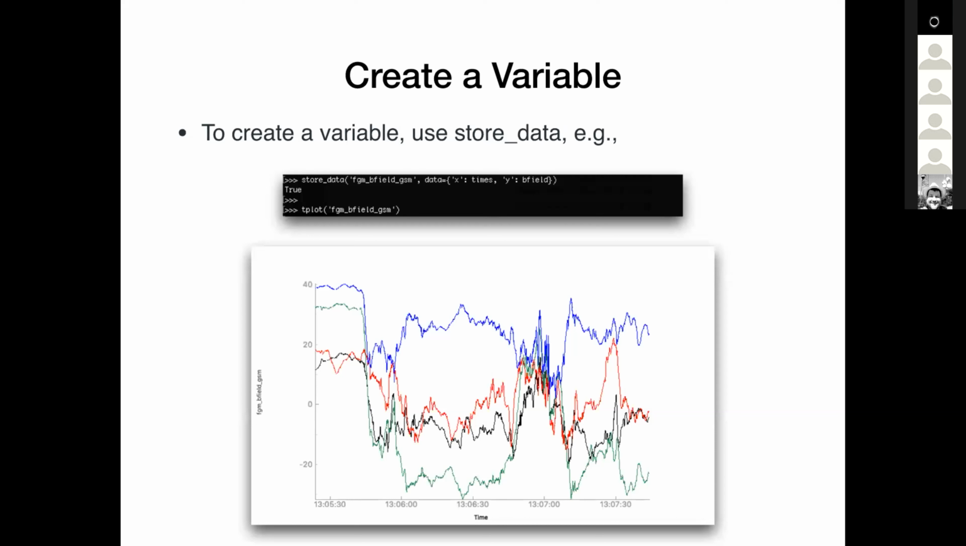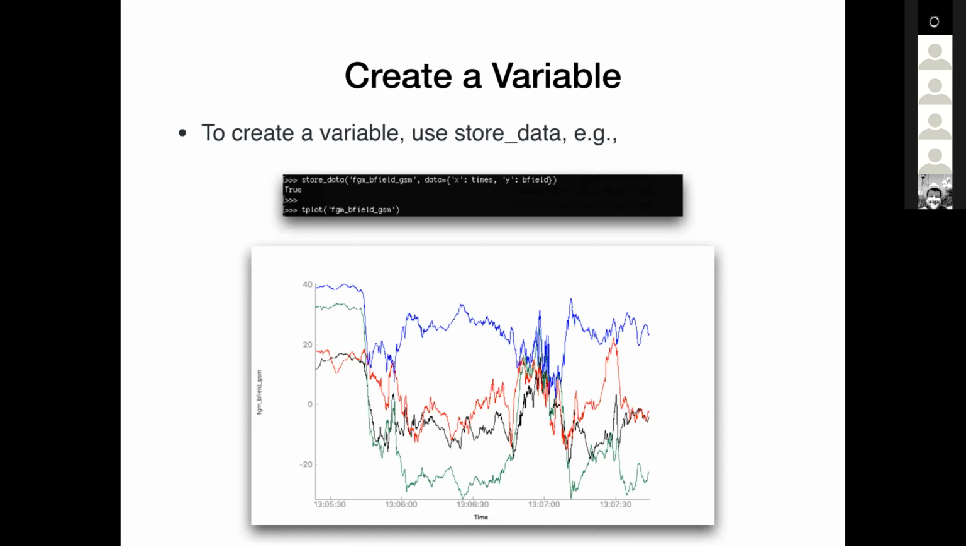And the opposite of get_data is store_data. So you just import store_data from pytplot, and then the first argument is just the variable name that you want to create, and then you set the data option to a dictionary containing the values you want to store in the variable. So the X key maps to the times, and the Y key maps to the data values.